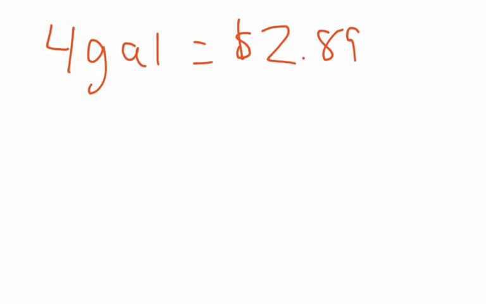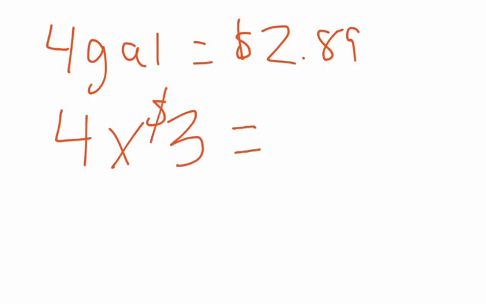To estimate the total cost, Deb multiplied 4 times $3. So now let's just talk about that for a second. This is what Deb estimated. And let's compare together. 4 didn't change. Do you see that? 4 gallons and 4, they're the same in this. But she estimated that $2.89 was, now we're estimating it to be $3.